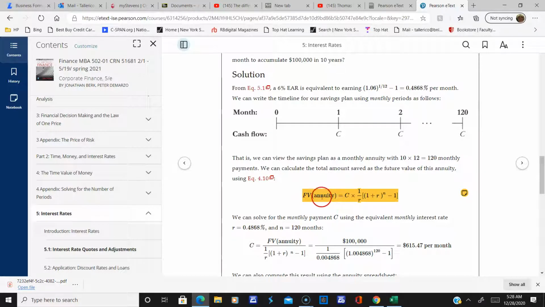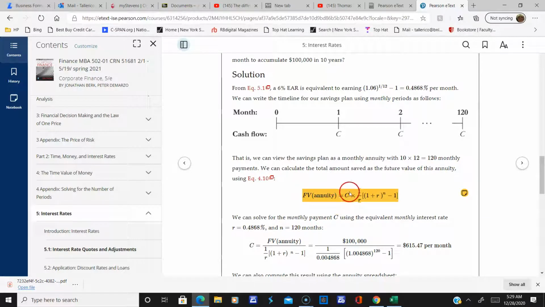So here's the future value of the annuity. Here's the equation, and again we'll go over that. So here's the periodic payments you make, and here is the number of periods, and here is the interest rate. So we're going to solve for them.